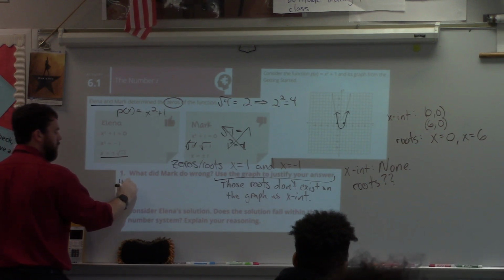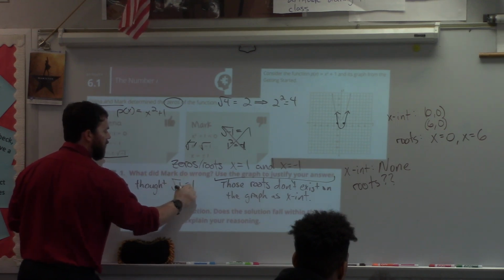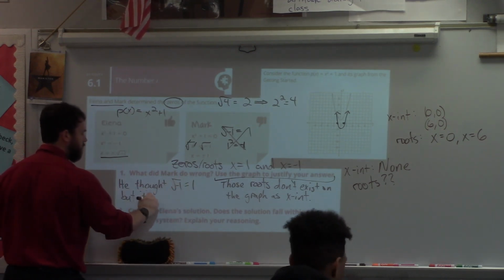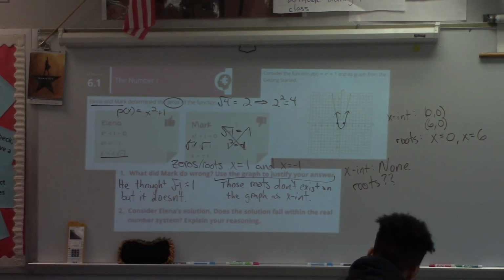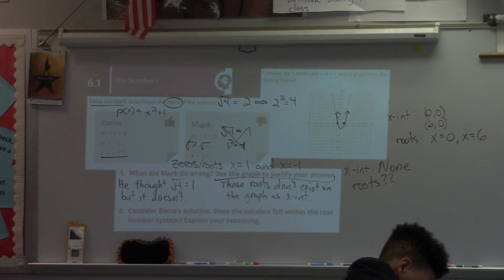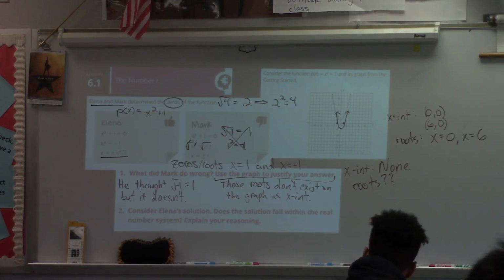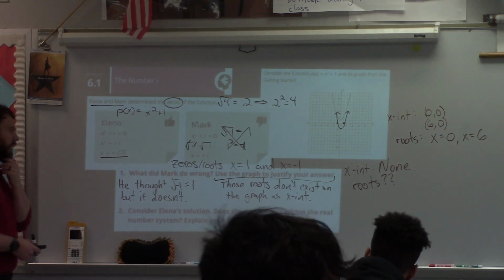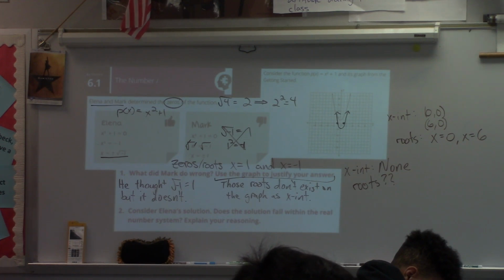Square root. He thought the square root of negative 1 equals 1, but it doesn't. You're right. The square root of negative 1 does not equal 1, because I know that 1 squared is 1 and not negative 1. He thought the square root of negative 1 was 1, but it does not. But Elena's solution actually has some key ideas.